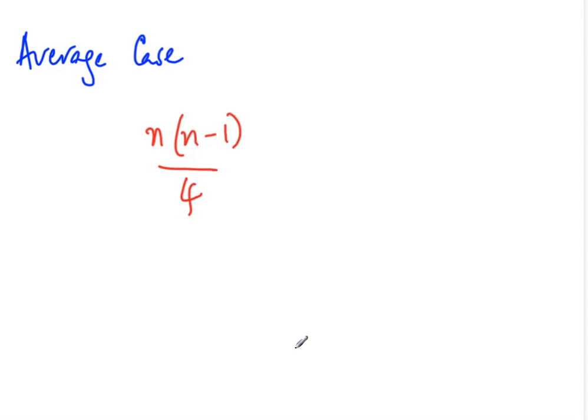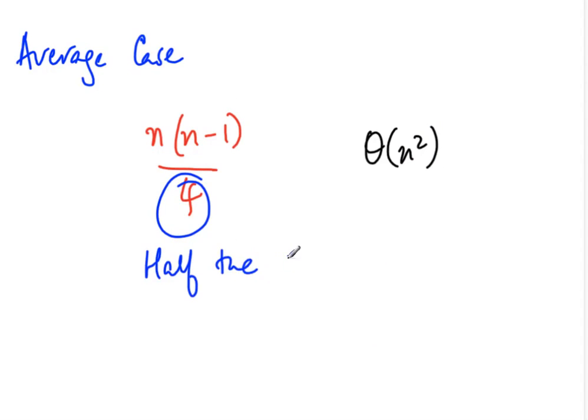So what is interesting in this is that you can do an average case analysis. We will not go into the details of how you compute it, but it turns out that the average case is actually n into n minus 1 by 4. So it is still theta of n squared, right? But the important thing is that this 4, so it is half the worst case. So the worst case, you remember, was n into n minus 1 by 2. So the average case is theta of n squared, but it is half the worst case.